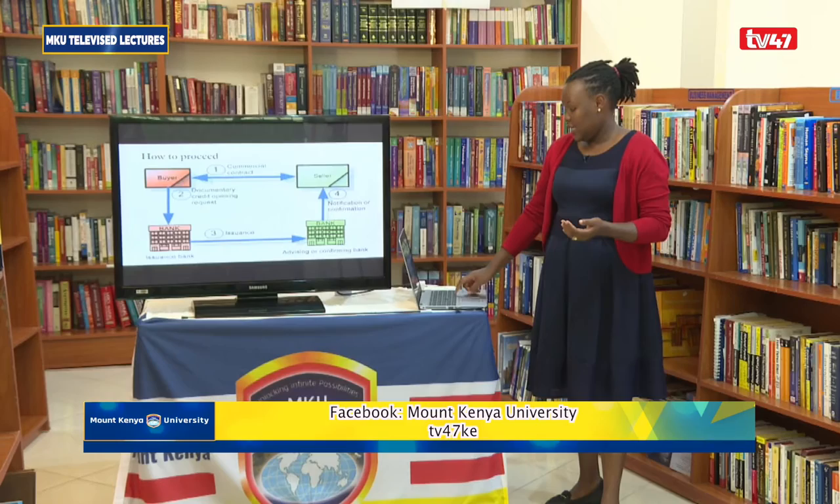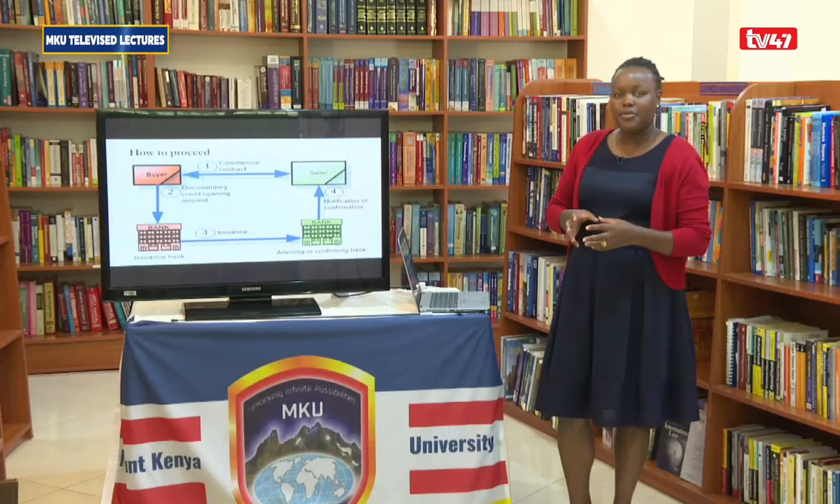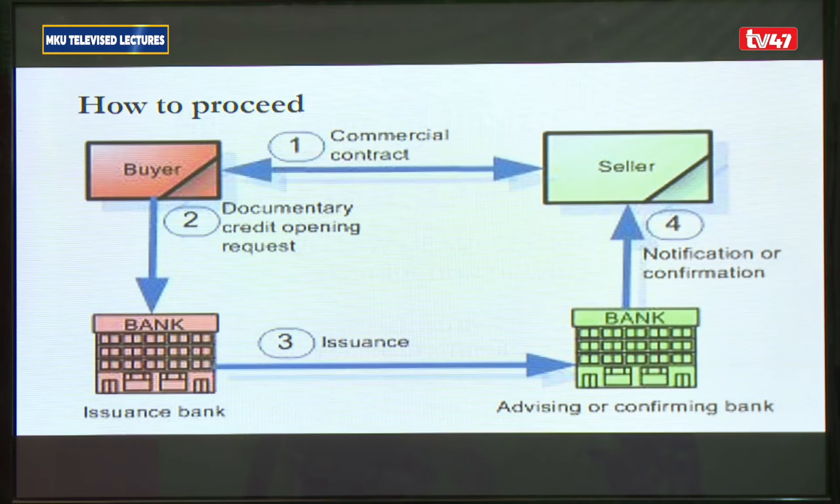Now, you can see that there's a table presented before you that has four parties. It has a buyer, a seller, the issuing bank, and the advising or confirming bank. I would like us to look at it from this point of view. Step one is that the buyer and the seller have a commercial contract, which is an agreement of sale that they have signed, stipulating the terms of negotiation.